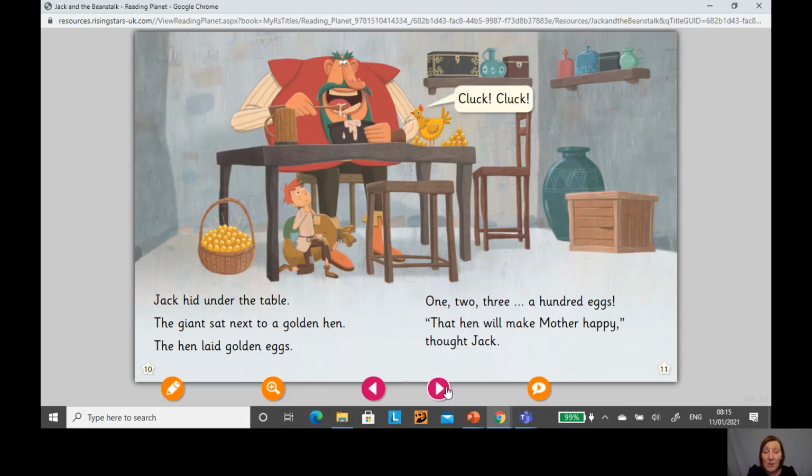So Jack is very poor and he can see lots of gold and lots of golden eggs. And his mother said that she wanted gold. It really would make her happy. Now, do you think Jack will be able to take some of those golden eggs or not? Shall we find out what happens next?